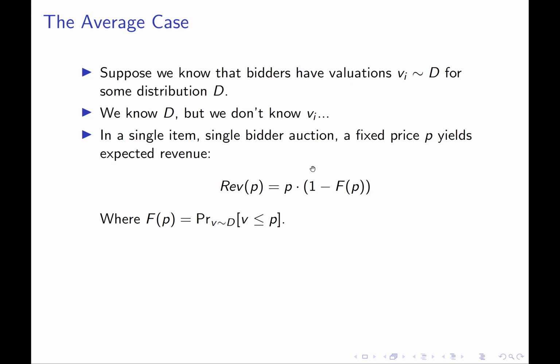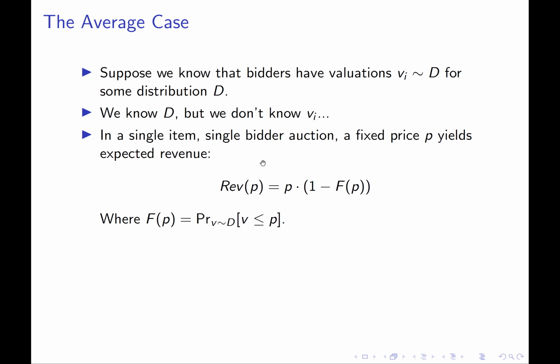So for a single item auction, if we want to commit to setting a fixed price, in this framework we can now perform an easy calculation and figure out what is the fixed price that's going to maximize our revenue. Let's walk through that calculation just to get ourselves comfortable with this setting. Suppose I set a fixed price P. What's my revenue going to be? Well, there are two cases. Either the buyer decides to buy the item, in which case my revenue is P, or the buyer decides not to buy the item, in which case my revenue is 0.